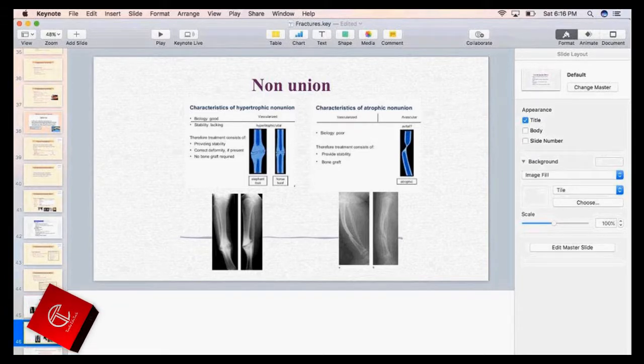Then of course general factors like nutrition, general debilities, other comorbidities, nutritional deficiency, hormonal imbalance, hypothyroidism, all this can produce non-union. Area-wise, these are the three areas.